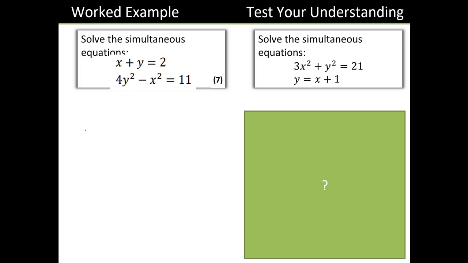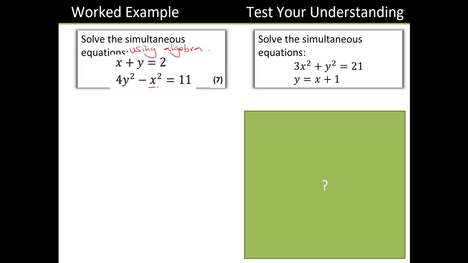Right, we've got some questions here, so let's just do the worked example on the left, and then I'd encourage you to pause, try the one on the right. We'll look at a nice and neat version of the working out for both. So let's change the question to solve the simultaneous equations using algebra. This is the phrase that is often used in the real exam. So x plus y equals 2, 4y squared minus x squared equals 11.